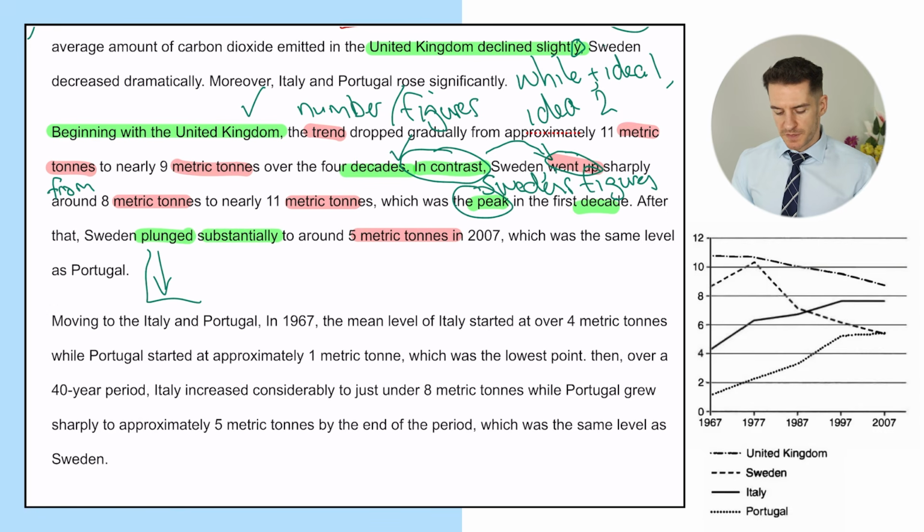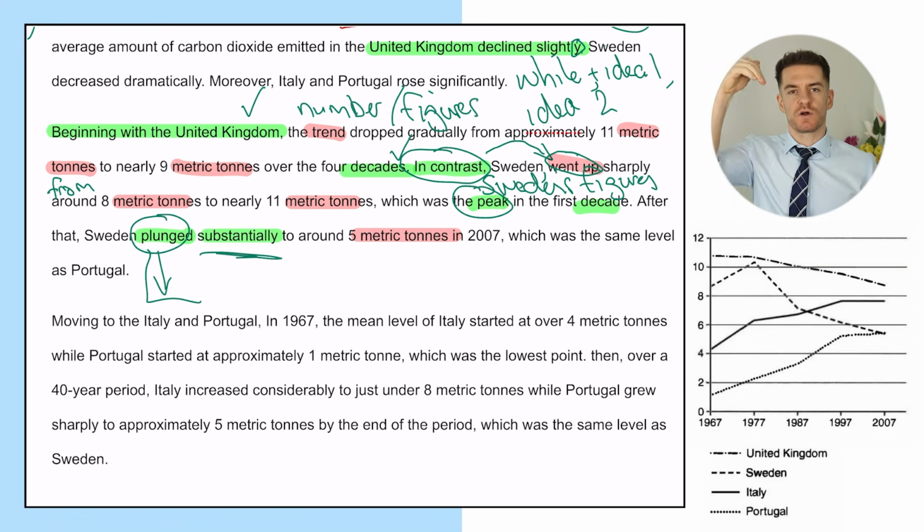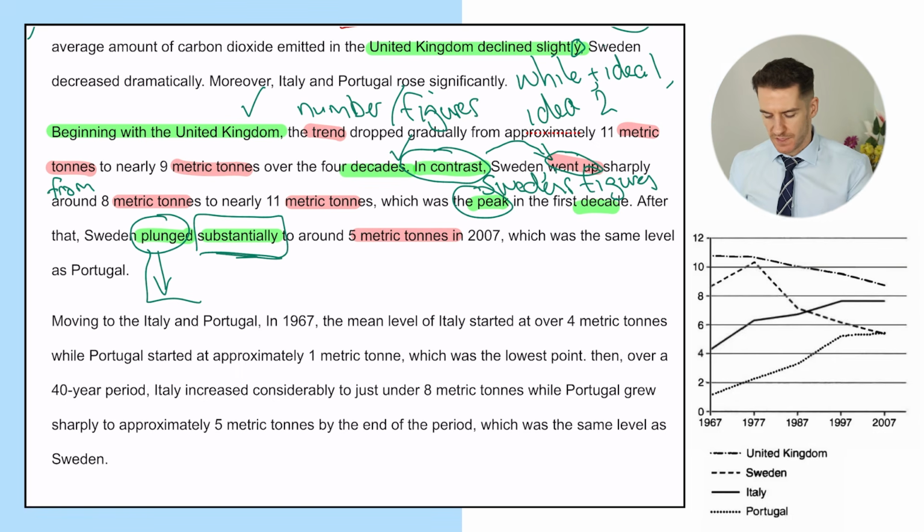However, there's a bit of an issue because plunged already means a big drop. Substantially is saying a lot. So substantially is not really needed here because we've already used a word which describes a big drop. Okay, so substantially, not really needed there, but again, not the end of the world. Let's keep going to around 5 metric tons in 2007, which was nice grammar. The writer is showing the ability to use a range of complex sentences, which was the same level as Portugal. Fantastic. We've got some comparisons there, same level.